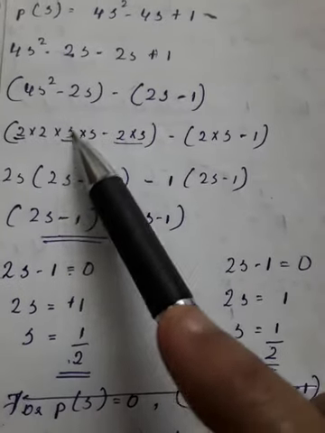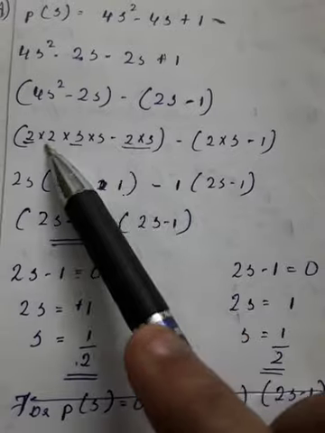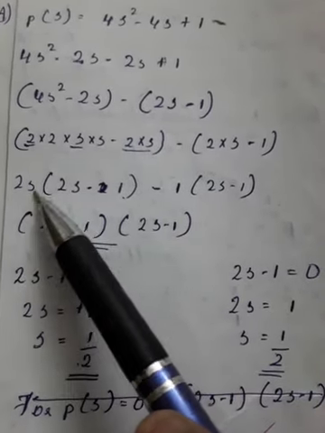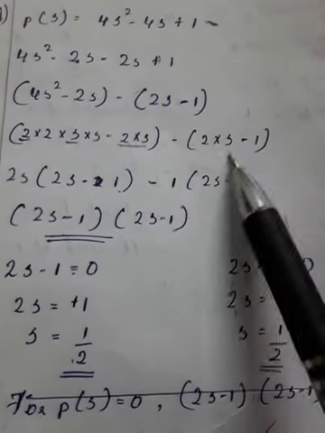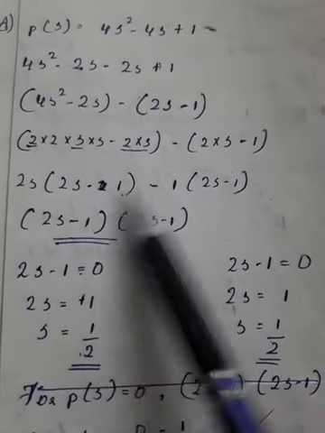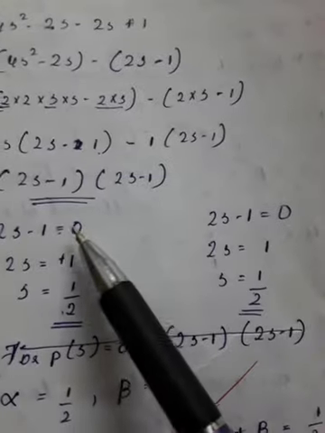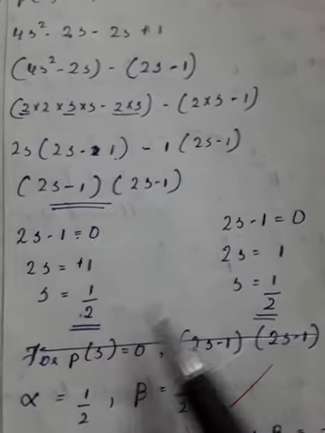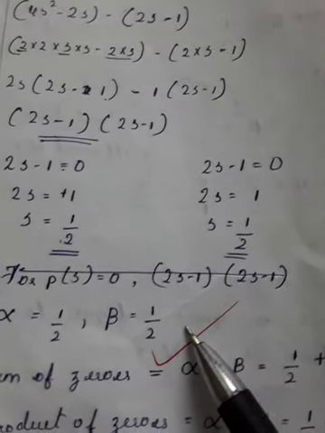Then if you have any doubt in how to take the common factor outside, you can do this method. Factorize and take the common factor 2s from the first group. Here there are no common factors, so we can take 1 itself. So 1 into 2s minus 1. Again 2s minus 1 is the common factor that we should take outside. Then equate each factor to 0 for finding the zeros. So s equals 1 by 2, s equals 1 by 2. So alpha equals 1 by 2, beta is also 1 by 2.